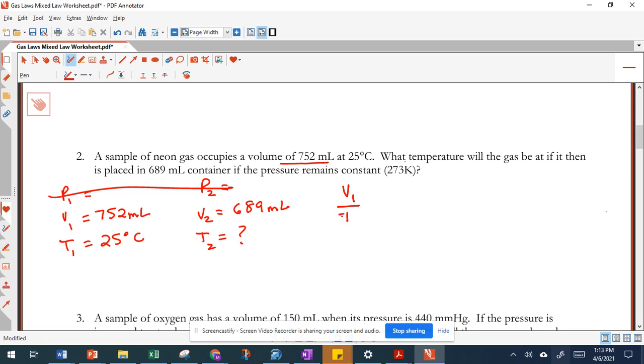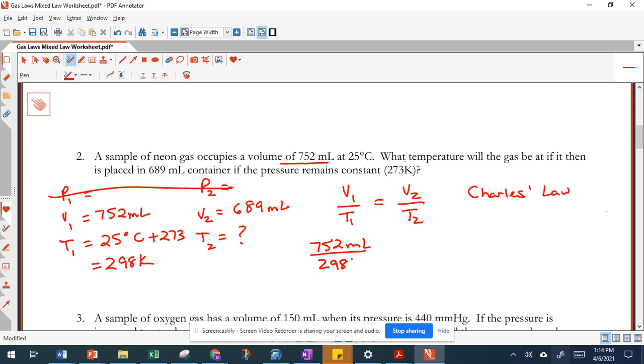So V1 over T1 is equal to V2 over T2. Now, Charles' Law, and really any gas law, says that temperature has to be in Kelvin. So we're going to have to get this temperature into Kelvin by adding 273. This gives us 298 Kelvin. So we have our initial volume over our initial temperature is equal to our final volume over our final temperature, which we're trying to find.